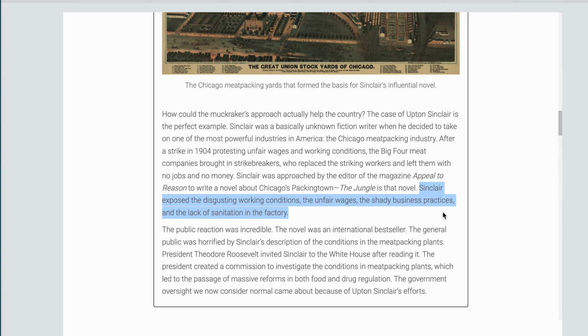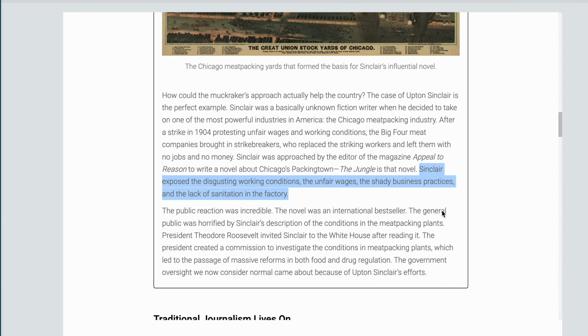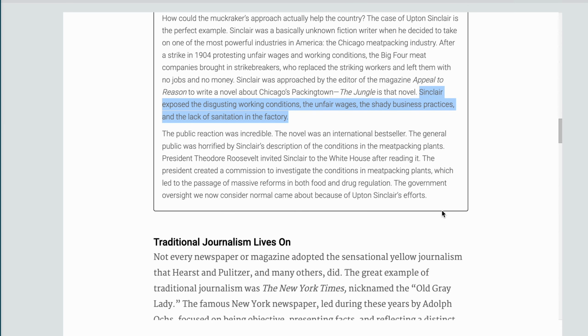Sinclair exposed the disgusting working conditions, the unfair wages, the shady business practices, and the lack of sanitation in the factory meat companies during that period of time. So he exposed what was happening in those places, which caused a lot of reformation and change. That happened because of the public reaction after reading this novel. After reading the novel, the general public was horrified by Sinclair's description of the conditions in the meatpacking companies.